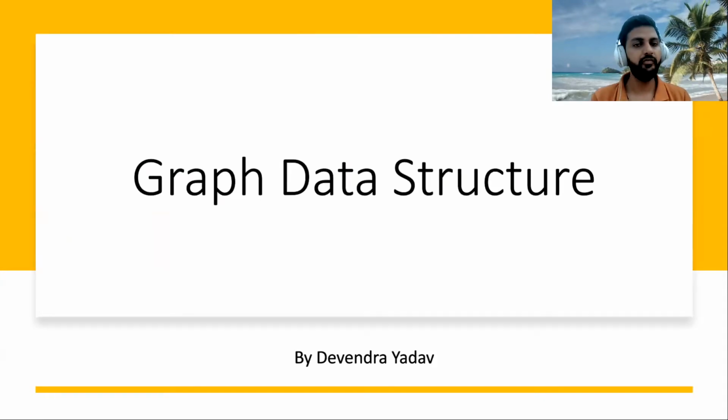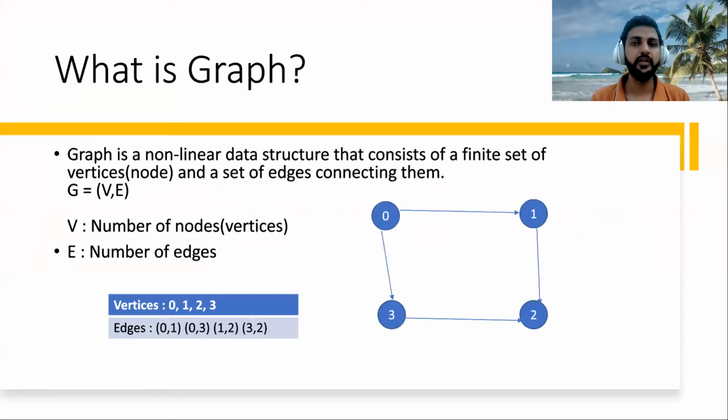All right. So the first question which will come to your mind is, hey, what is a graph? A graph is nothing but a non-linear data structure that consists of a finite set of vertices, also known as nodes, and a set of edges connecting them. Here you can see in this diagram, we have four vertices: 0, 1, 2, and 3. These vertices come under the nodes. We can represent these as V, where V denotes the number of nodes or vertices in the graph.